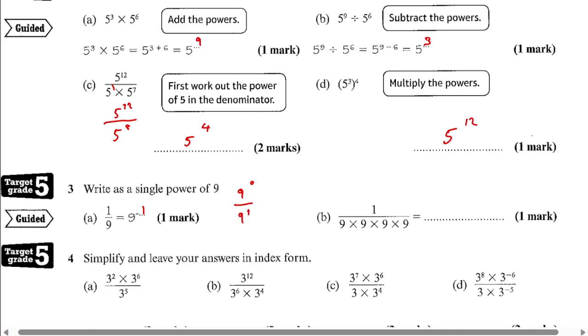And for this one, we've got 9 times 9 times 9 times 9, so I'm going to just say that that's the same as 9 to the power 0, that's 1, divided by 9 to the power 1, 2, 3, 4, and then 0 take away 4 is minus 4, so that would be 9 to the power minus 4.